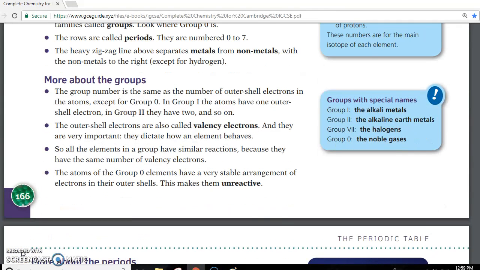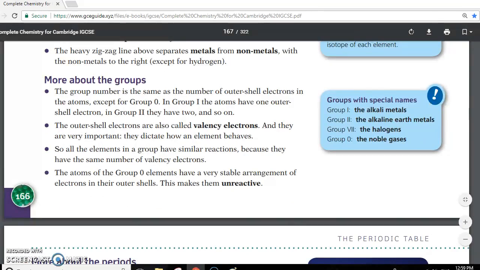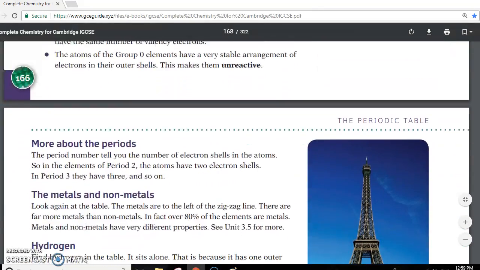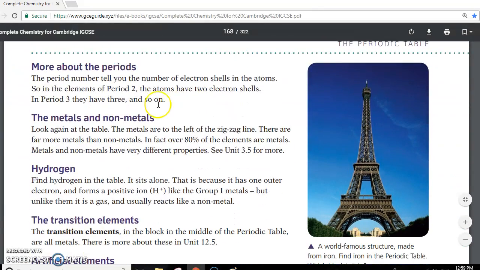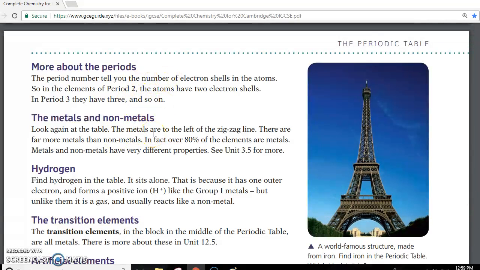So we talked more about the groups. Let's go down to where it says more about periods and the metals and nonmetals. I'd like for you to read those 2 sections to yourself first, and then we're going to talk about them. So go ahead and pause the video.